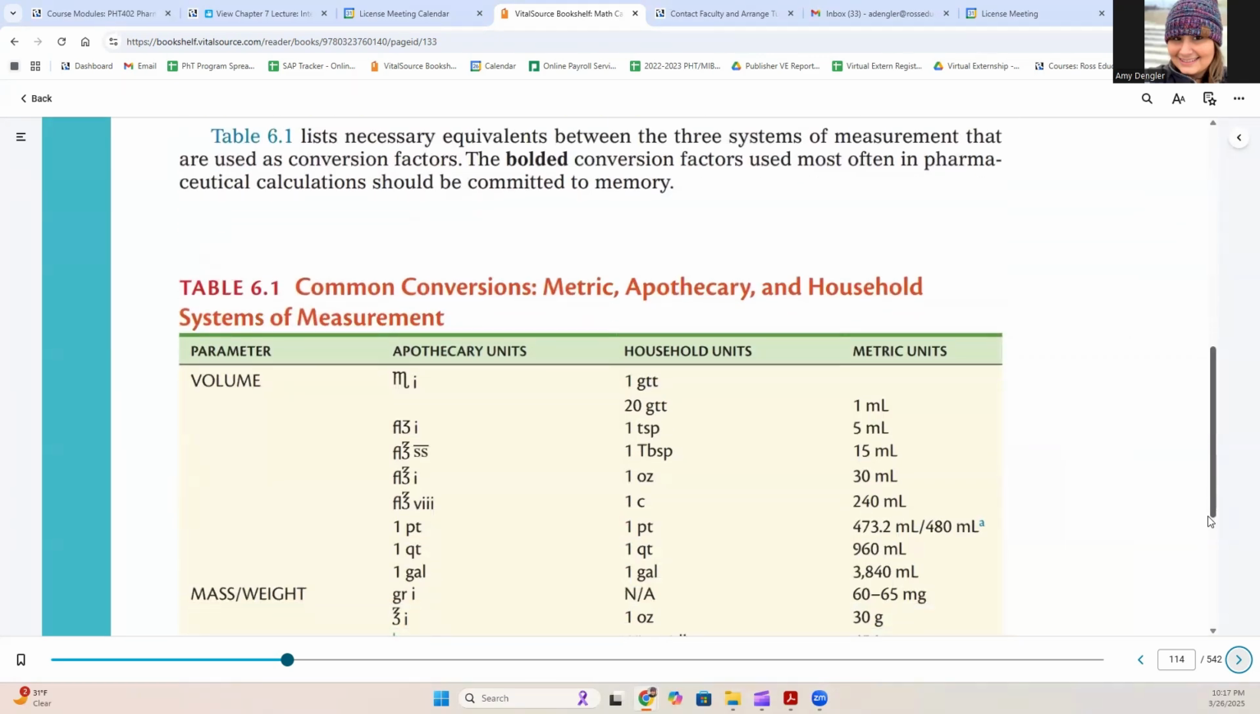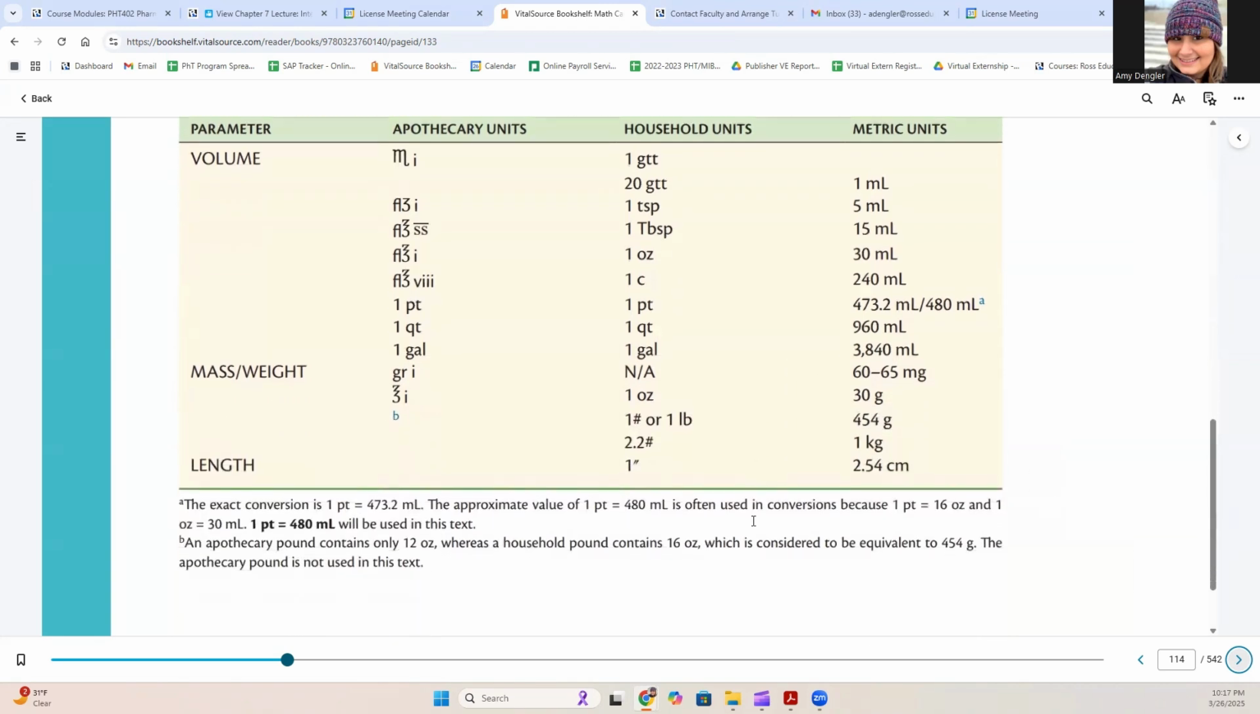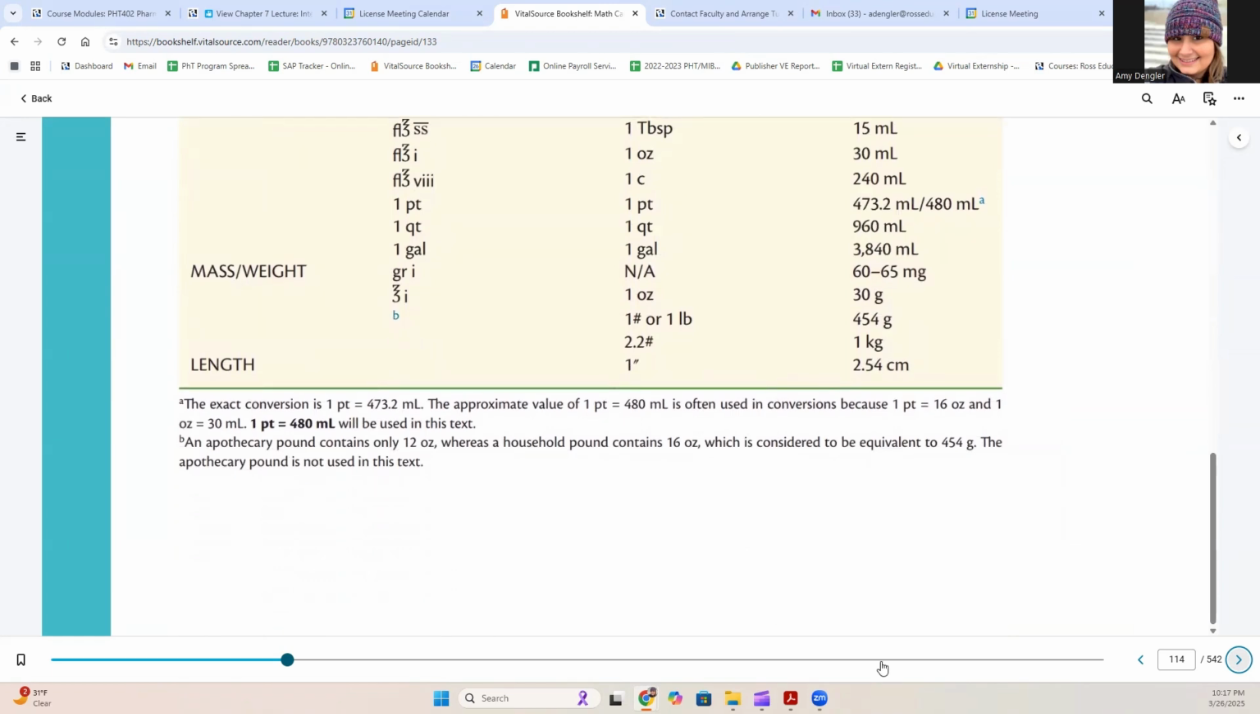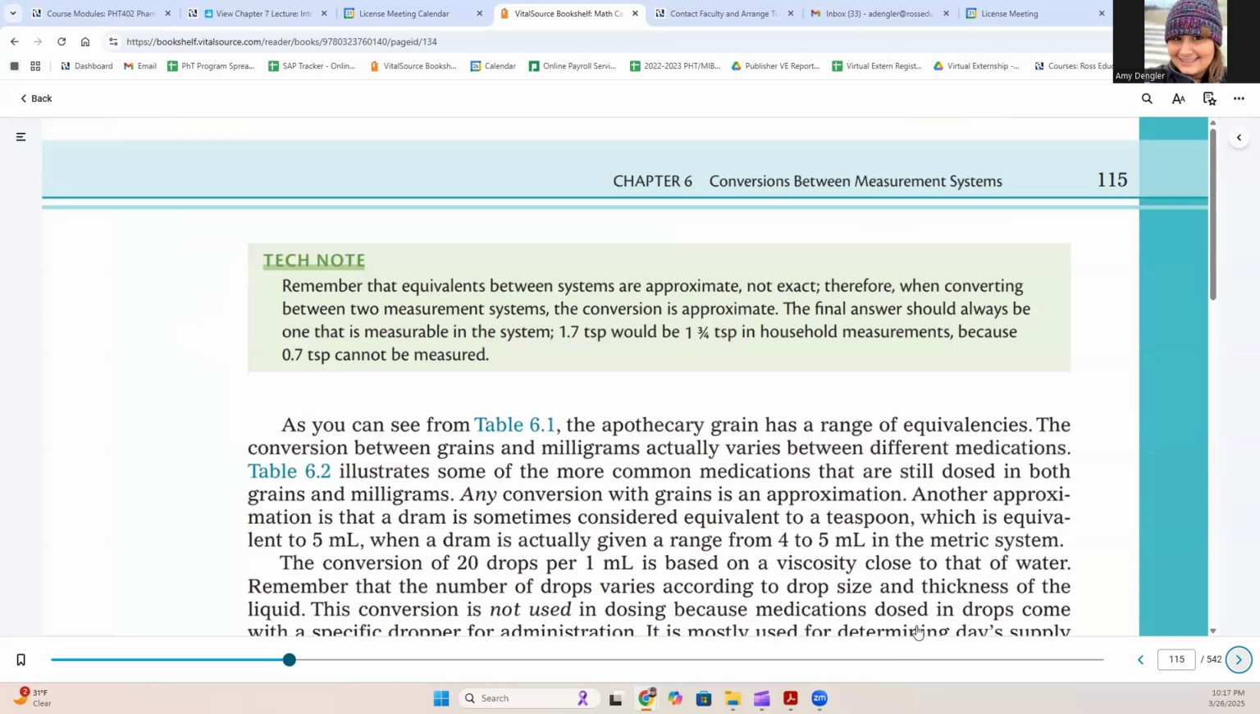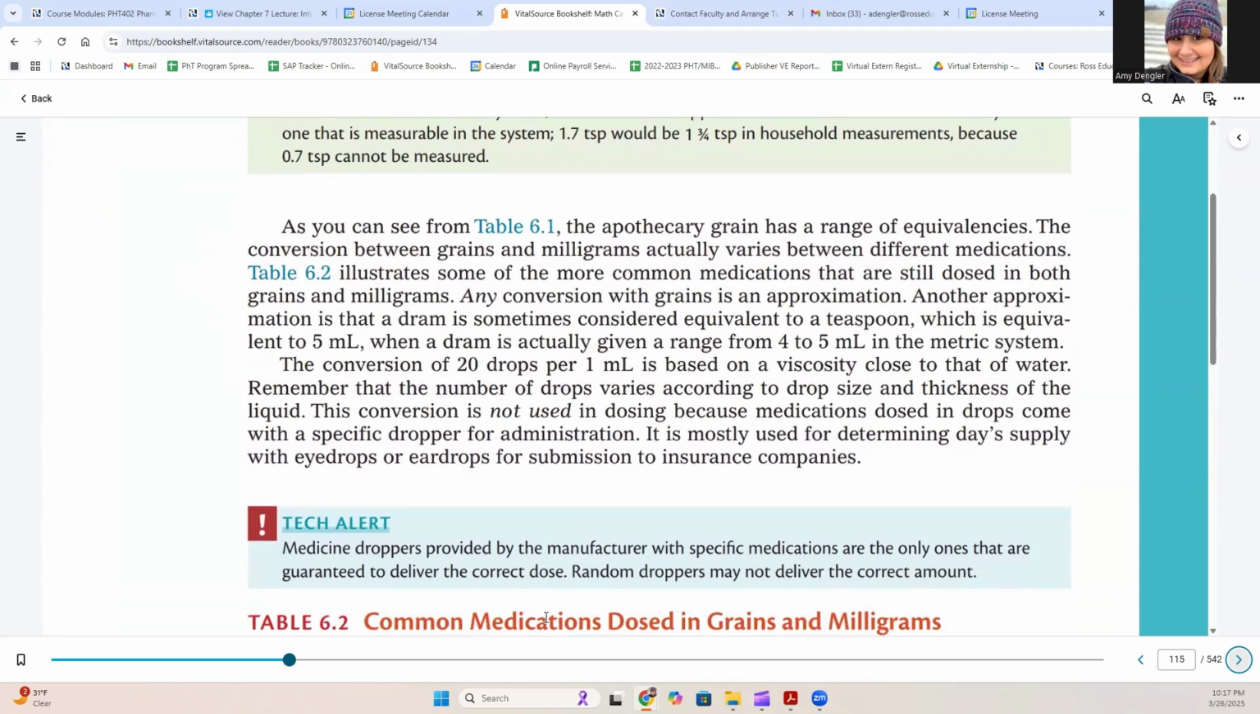Table 6.1 shows common conversions between the metric, apothecary, and household systems of measurement. This will also be listed on that highlighted conversion sheet that I provided in the study materials. As you can see from Table 6.1, the apothecary grain has a range of equivalencies. The conversion between grains and milligrams actually varies between different medications. Table 6.2 illustrates some of the more common medications that are still dosed in both grains and milligrams. Any conversion with grains is an approximation.